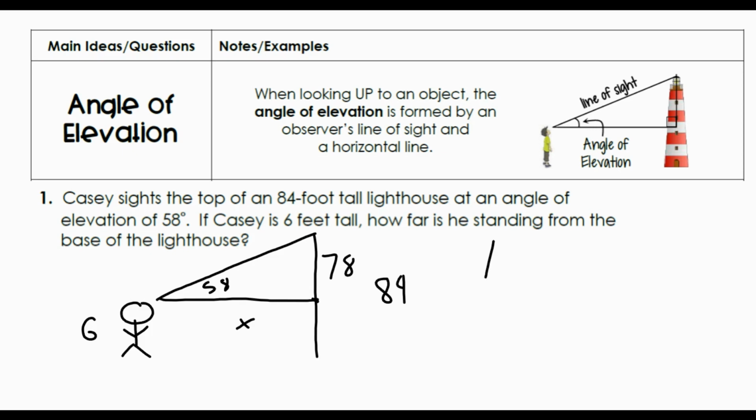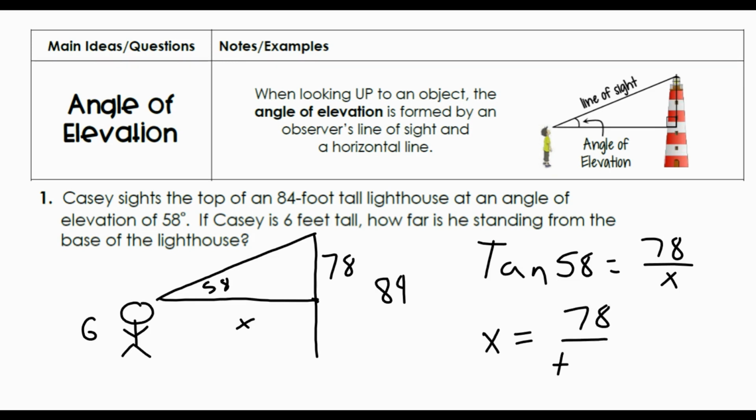So I'm going to have tan 58 equal to 78 over x. I'm going to multiply by x and then divide by tan 58. So x will equal 78 over tan 58. When I plug this into my calculator, I will get x is equal to 48.7 feet. So Casey is 48.7 feet from the lighthouse.